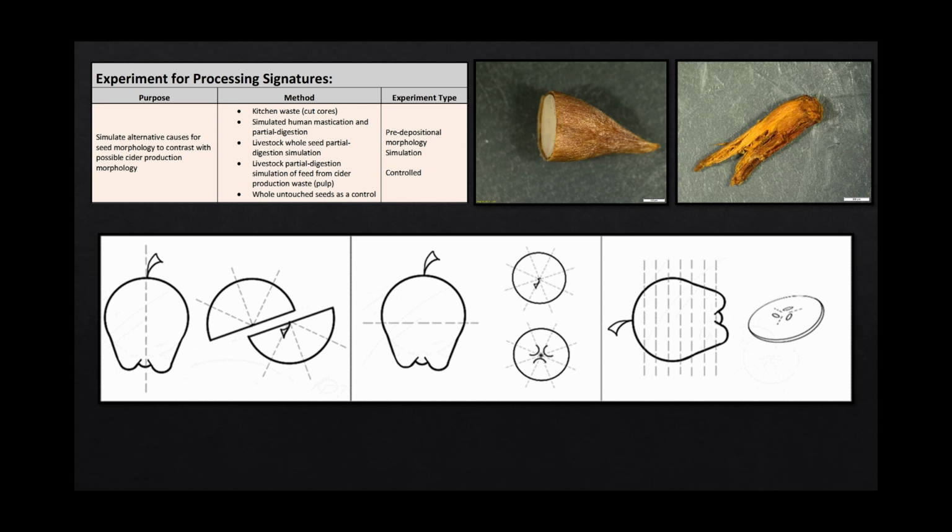The whole untouched seeds used as a control were carefully harvested from the apple cores to preserve the untouched seed morphology for the control. This was accomplished by cutting down the apples to their cores and submerging the core box in water. Gentle pressure was then applied to the core box with the thumbs, and the seeds removed with the fleshy parts of the finger pads. The seeds were then set to air dry. The experiment type for this batch of experiments was run as a predepositional morphology simulation and as a controlled experiment.